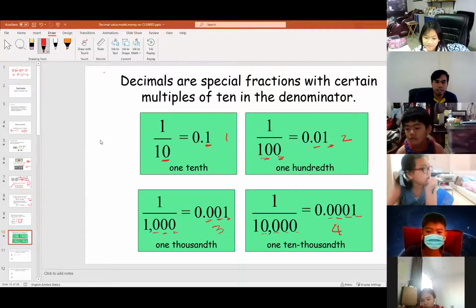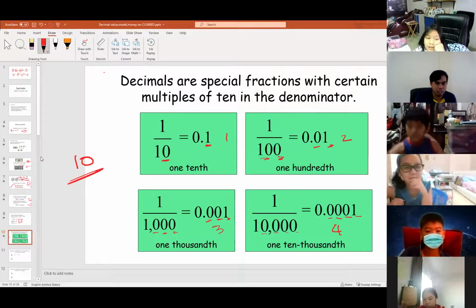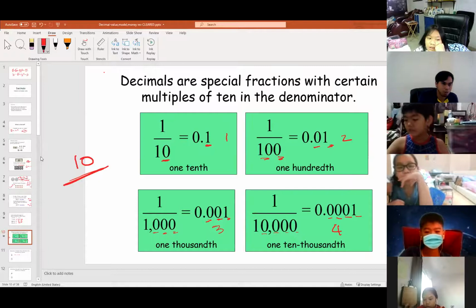Okay. So in whole numbers, if you say, for example, 10, what is the place value of ones? In this number, what is the ones place?